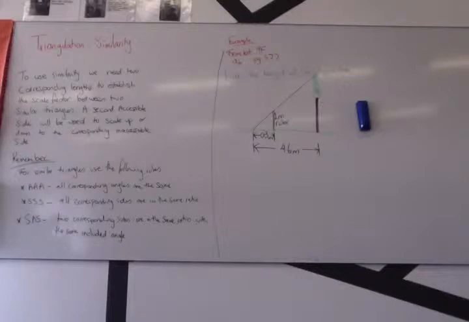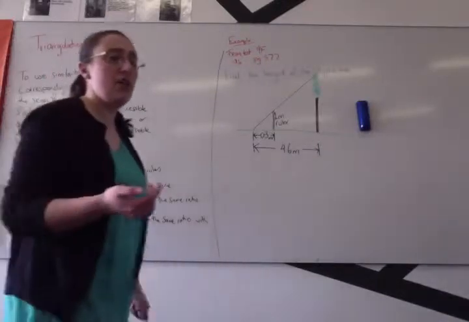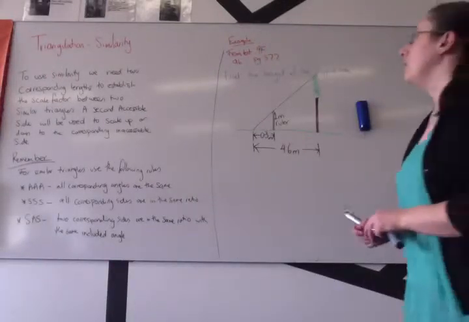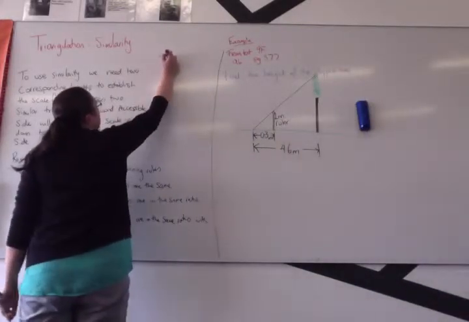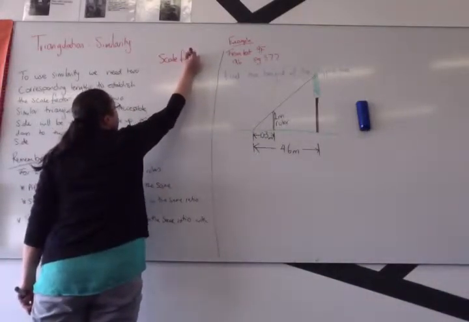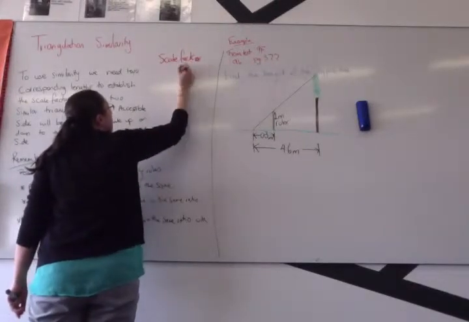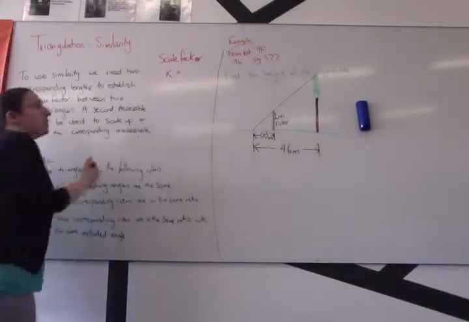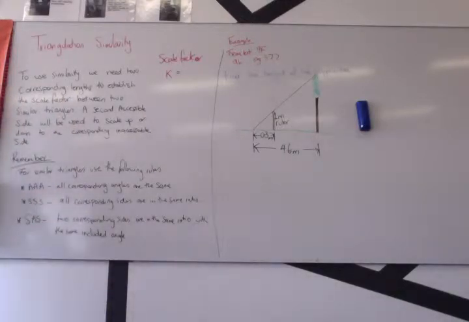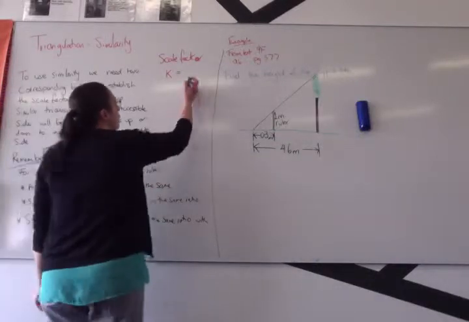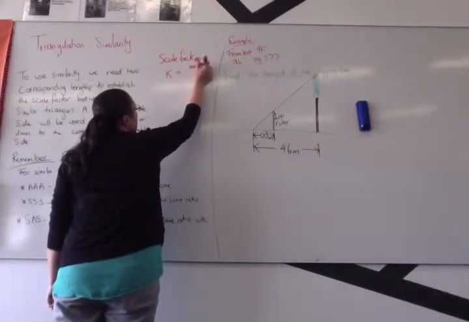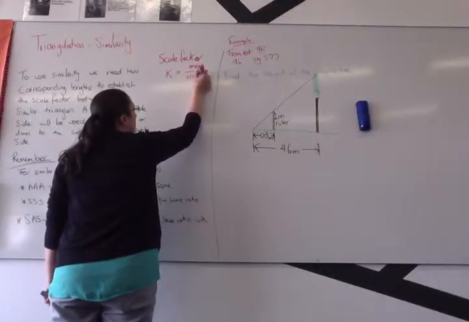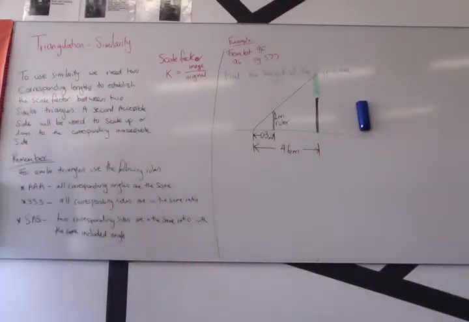So you need two corresponding lengths to establish a scale factor. Do you remember what the scale factor was? How did we represent a scale factor? Okay, K. So you need to remember scale factor K. How did you find the scale factor? The image over the original. Yep, the length of the image over the original. Was this in geometry? This is in geometry. Chapter 7.